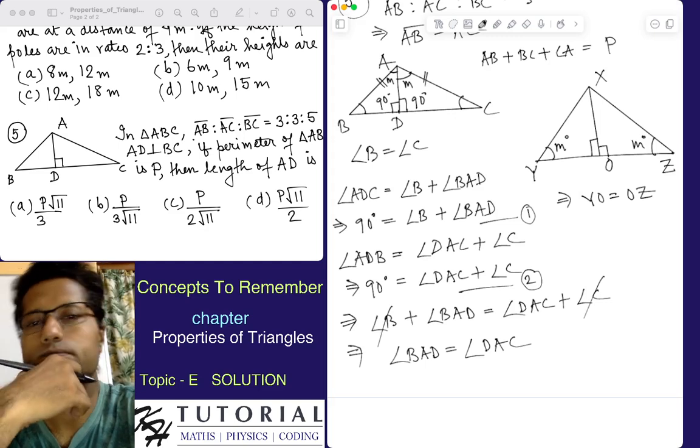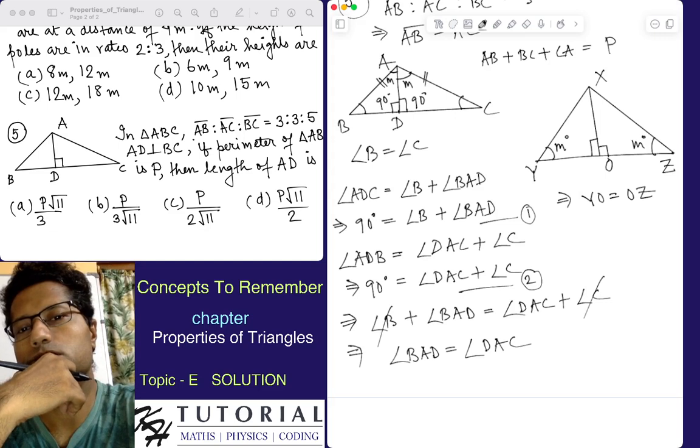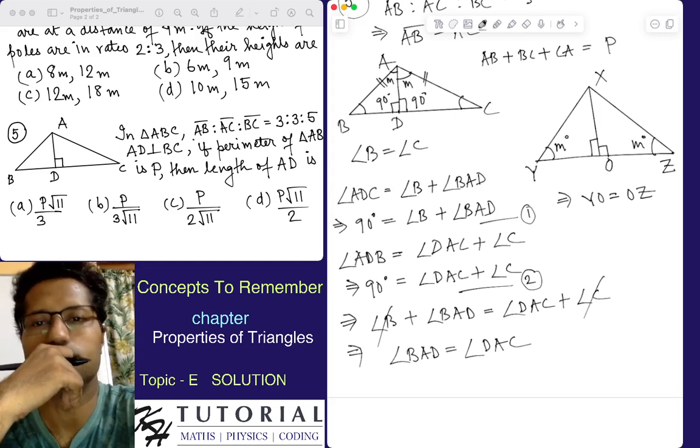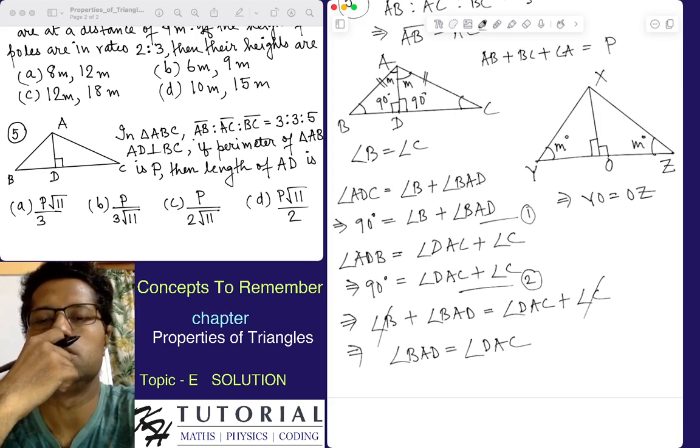This is 90. This plus this should be 90. And B and C are equal.